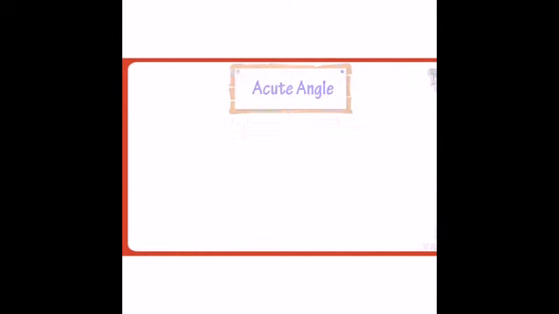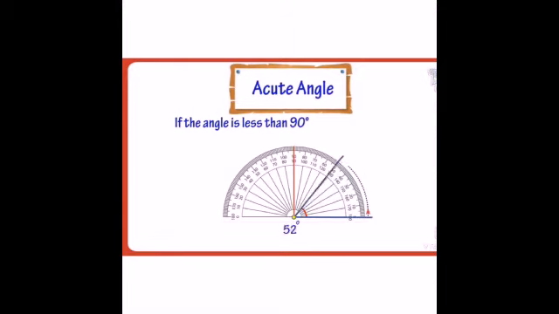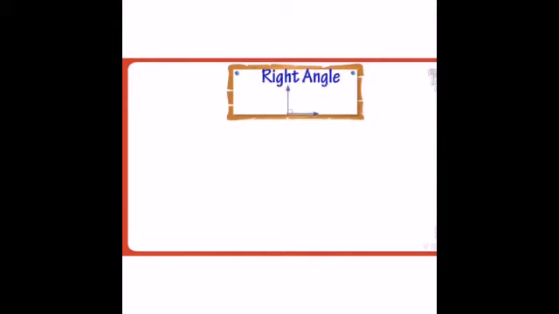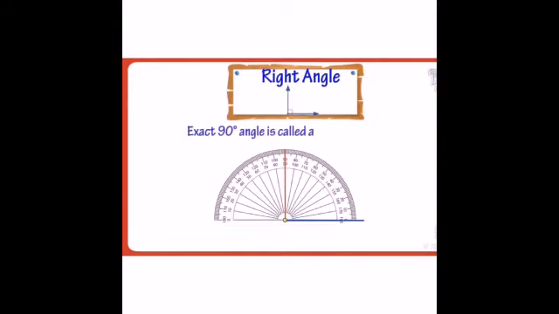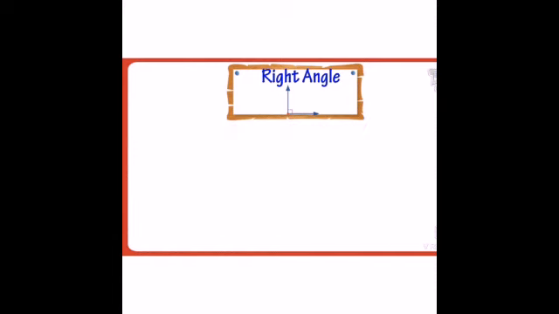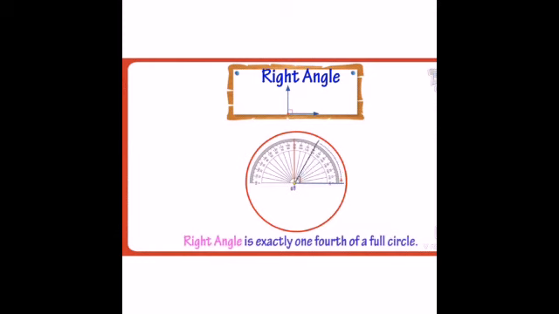Now, different types of angles. Acute angle. If the angle is less than 90 degrees, we call it an acute angle. Acute angles are less than 1/4 of a full circle. Right angle. An exact 90 degree angle is called a right angle. We represent a right angle as angle ABC. A right angle is exactly 1/4 of a full circle.